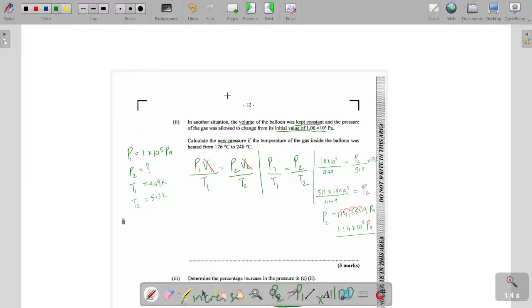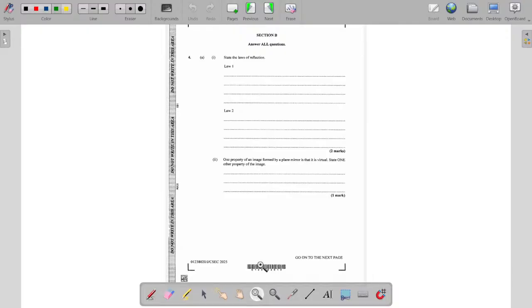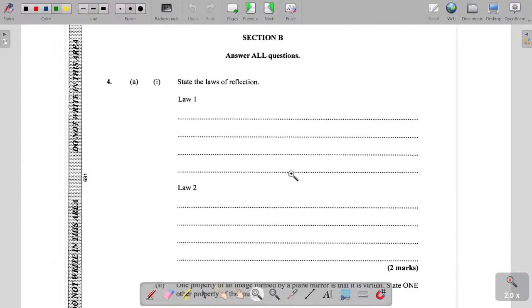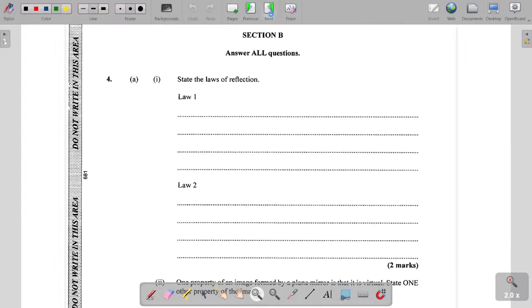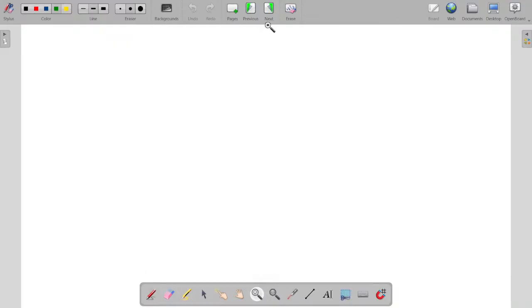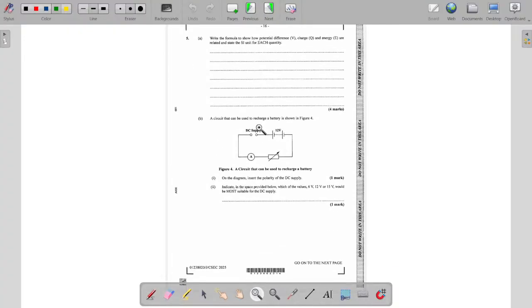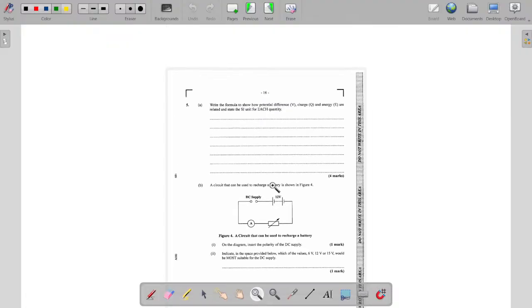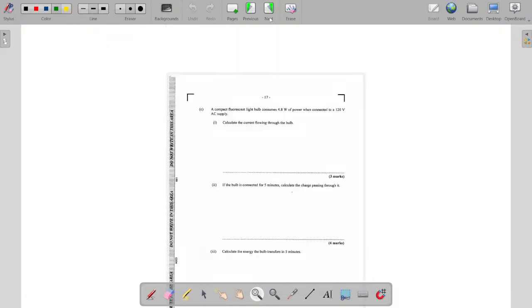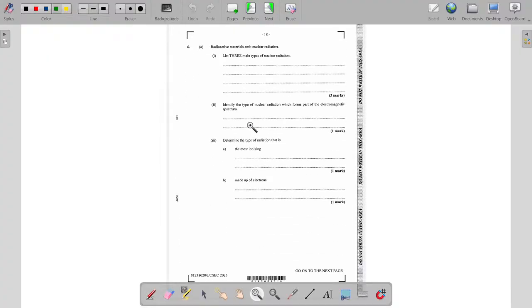And we are at the end of question number 3. So in our next session, we will tackle question 4, which is on waves, refraction and reflection. And we'll tackle question 5, which is on circuits, and question 6, which is on radioactivity. So we'll see you in the next session.